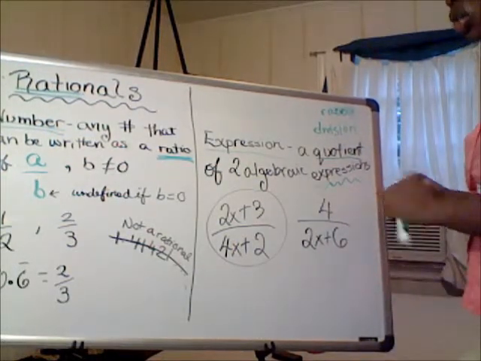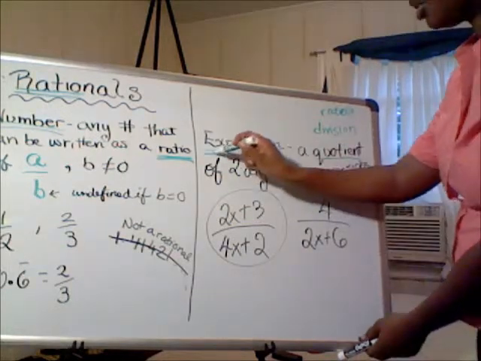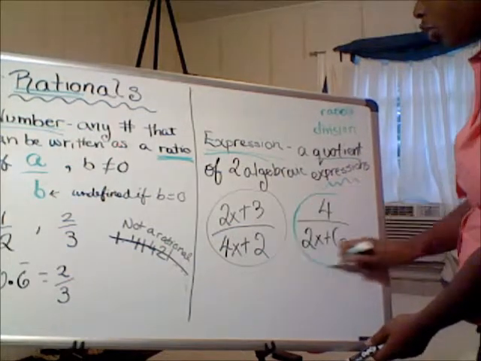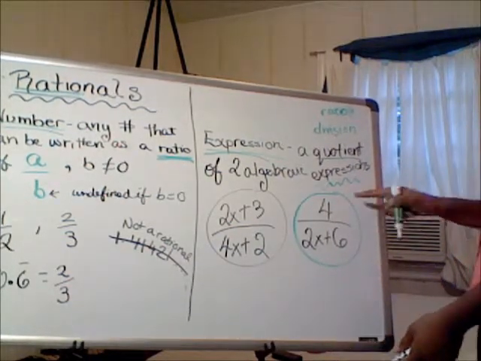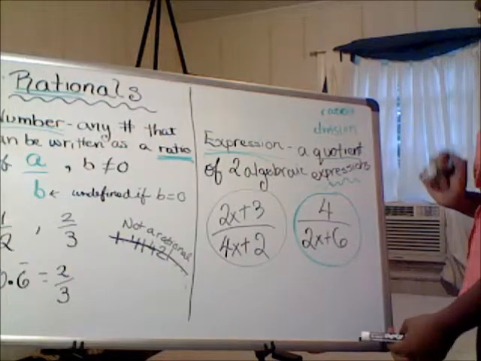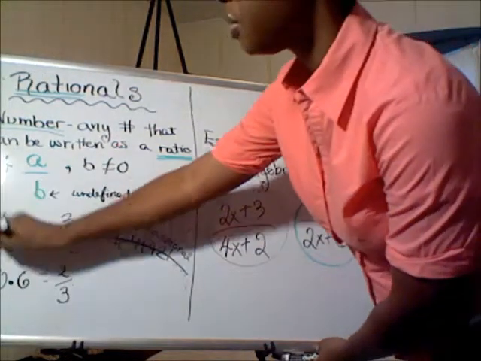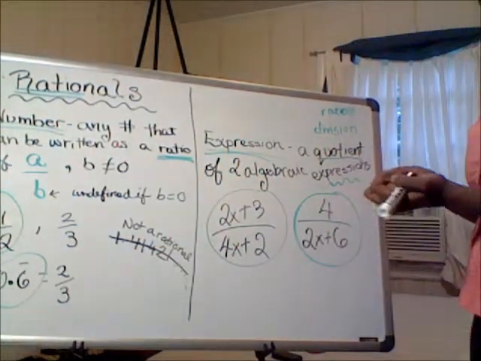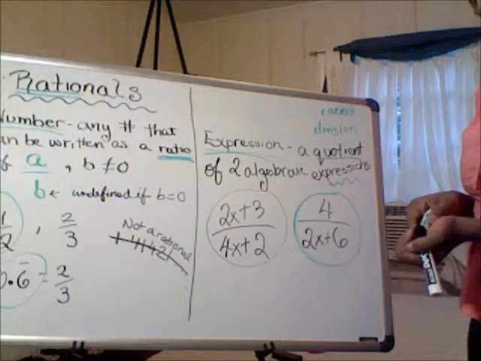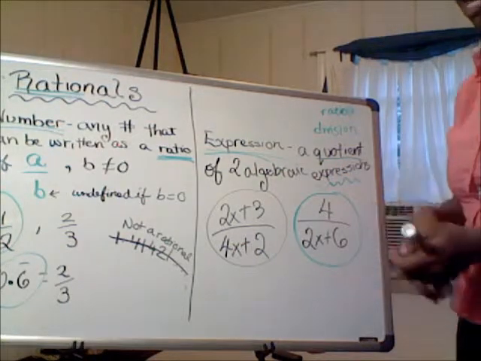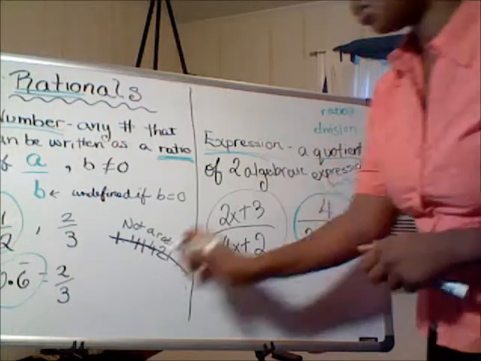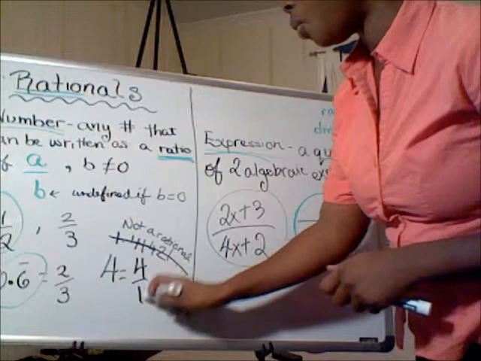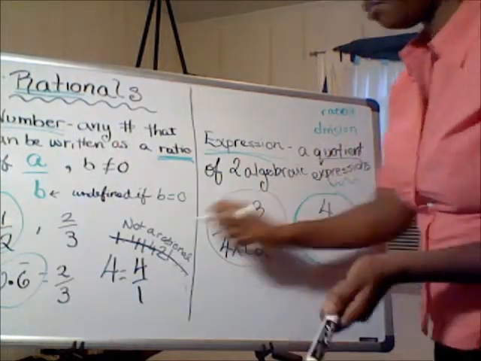Okay. So these are the differences between a rational number and expression. A rational expression is a quotient of two algebraic expressions, so you're going to see variables and all kinds of numbers in there. Whereas a rational number is just simply fractions, or it could be a repeating decimal or a terminating decimal. That means a decimal that ends, but it has to be a number that can be written as a ratio if we wanted to. So even 4 can be considered a rational number because we could write it as 4 over 1.